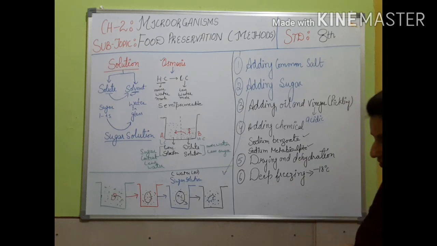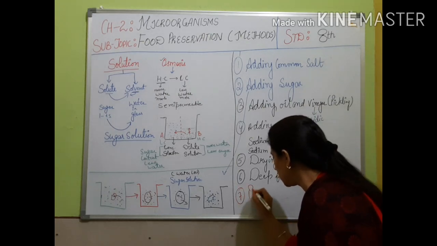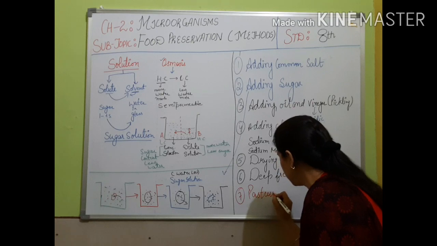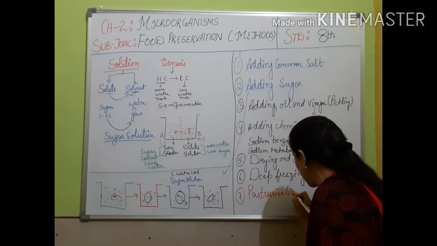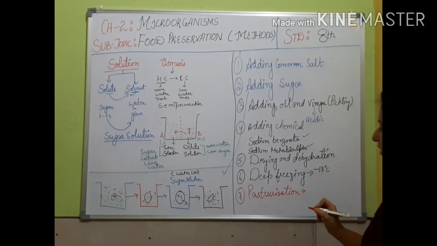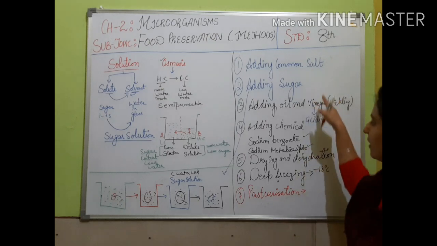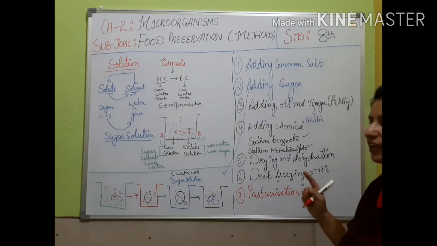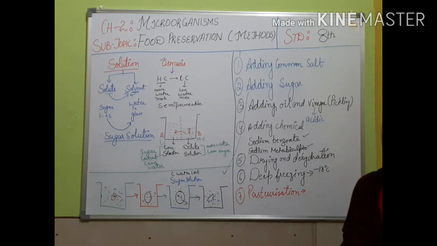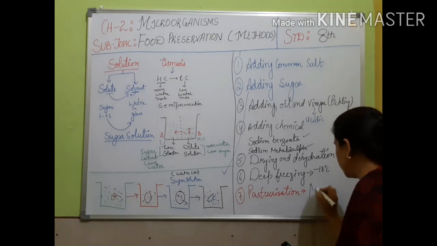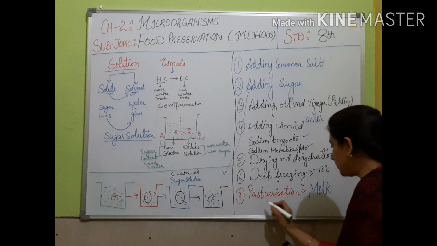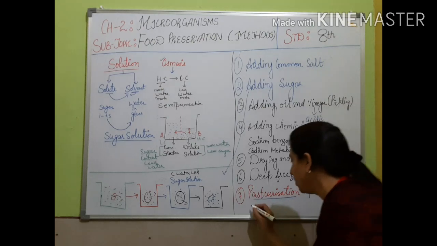Now the next method is the very main method, and that is pasteurization. This method is used to preserve a very special kind of food, and that food can't be preserved by adding any chemical or by a physical method. Can you guess that? The answer to this question is that the food material is milk. And this method of pasteurization was invented by Louis Pasteur.